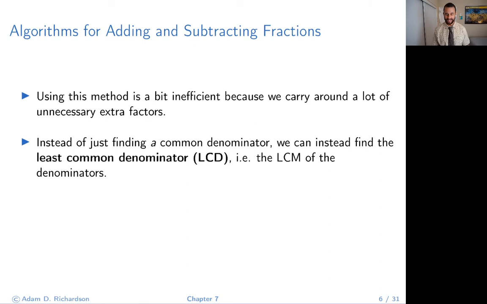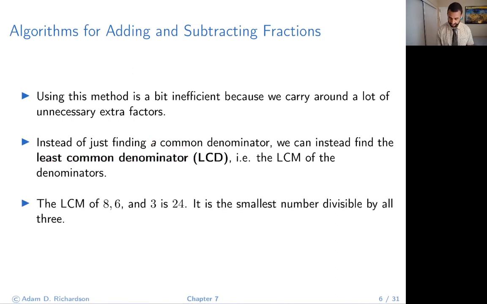So instead of just finding a common denominator, it's much more efficient if you can find the least common denominator. And the least common denominator is just the least common multiple of the denominators, the LCM of the denominators. And that's what we talked about in chapter 11, right? So if you're comfortable with finding least common multiples, then you're comfortable with finding least common denominators. And if you can find least common denominators, then you can add and subtract with fractions. Boom, that's it.